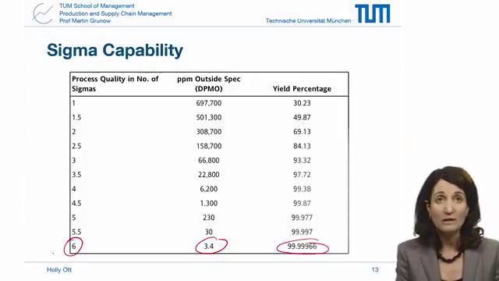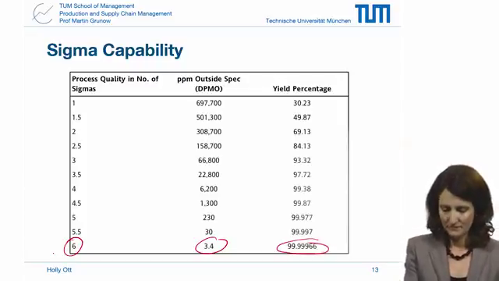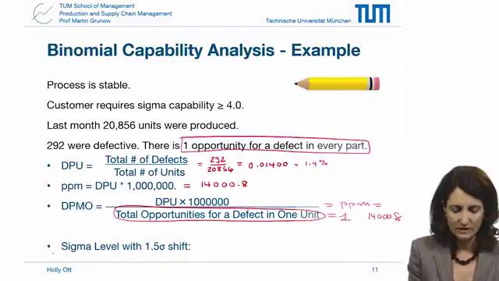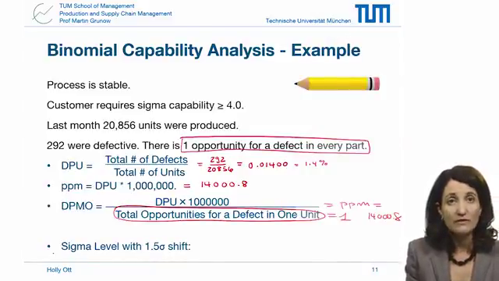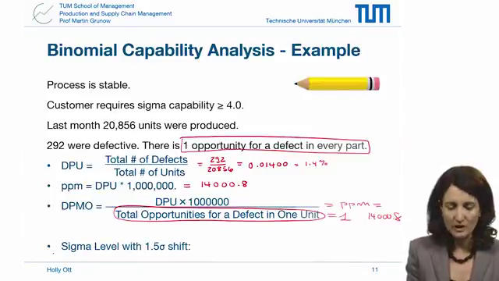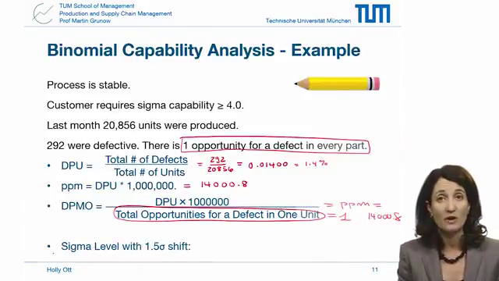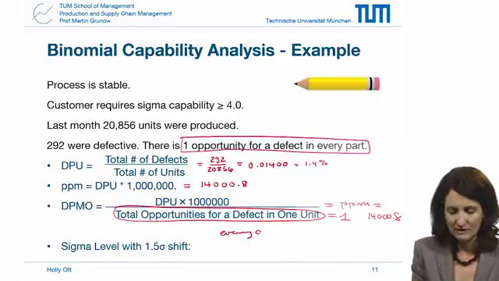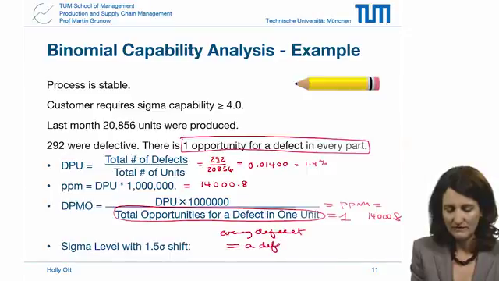Now, our example. Let me go back a couple of slides here. In this example, where do we find that yield number? Well, we have one opportunity for a defect in every part. That means for every part, for every defect, we get a defective. So every defect equals a defective part.